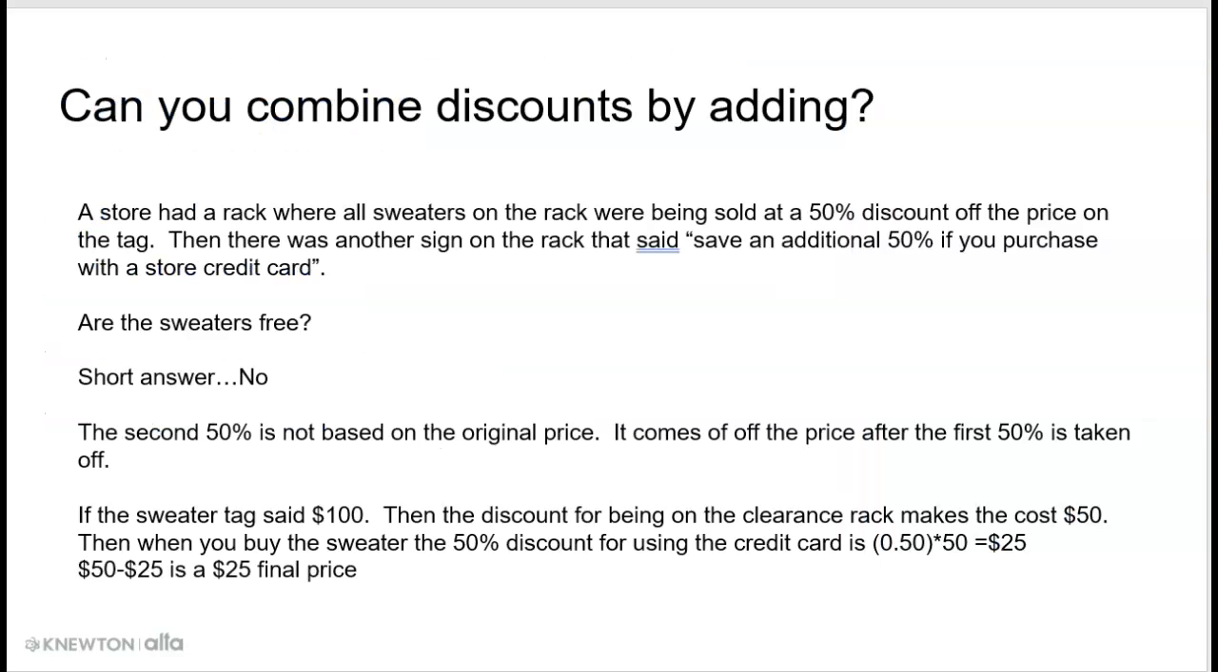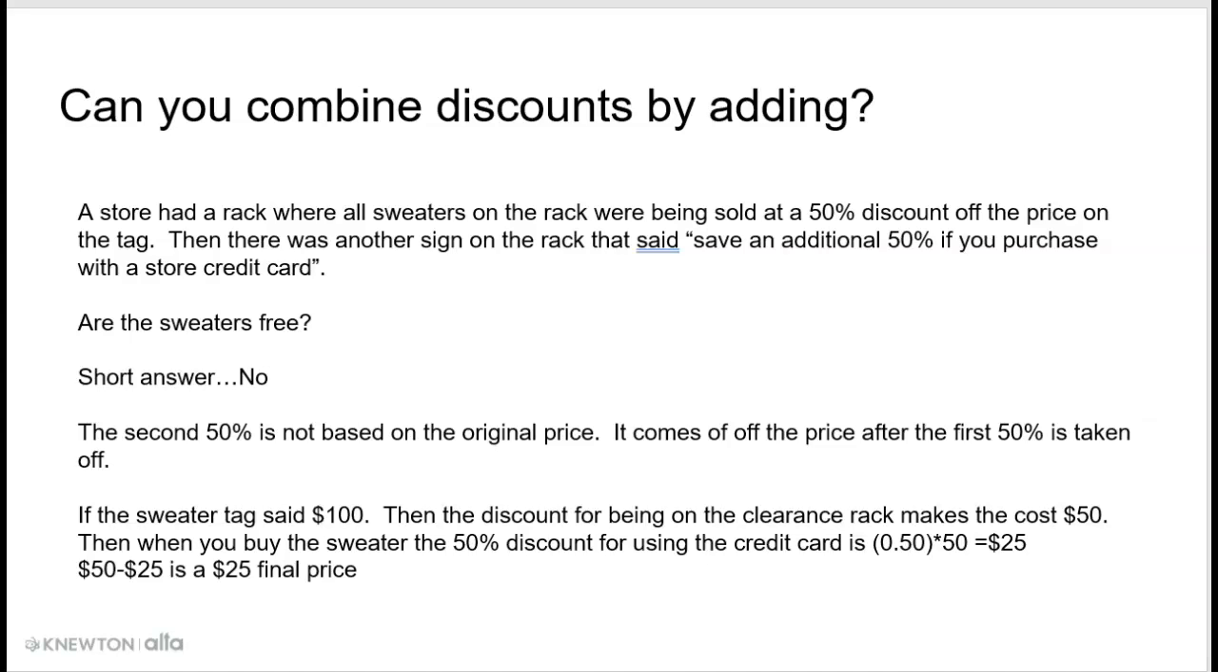So that brings us to this idea. Can you combine discounts by adding? Well, when you take a percent of a percent, the second percent is on the number you get after you take the first percent. So a percent is a relative measure. It has to be related to some original value. So the first percent is related to some original value. And then when you do another percent to that, you're relating it to the new value. So the numbers are different than if you related it to the original value.